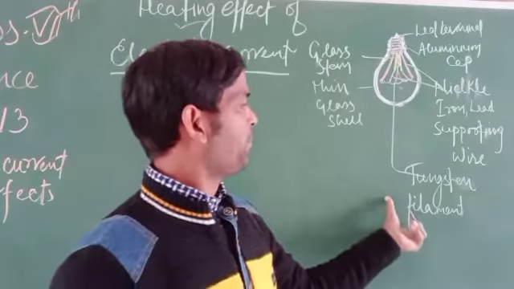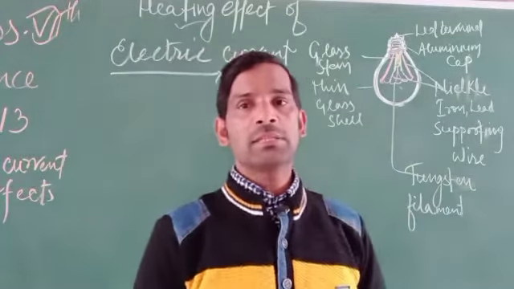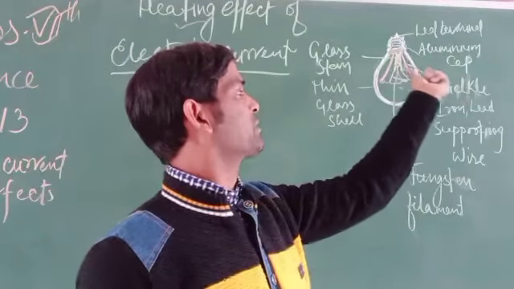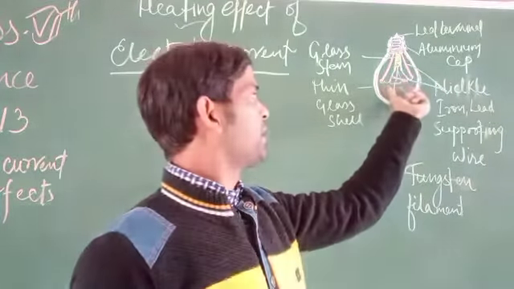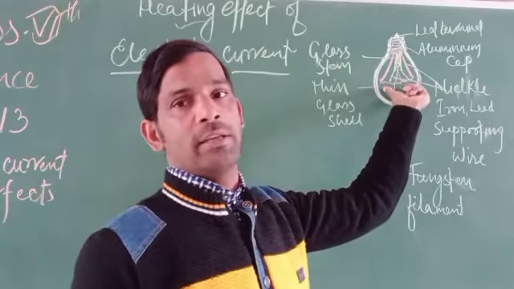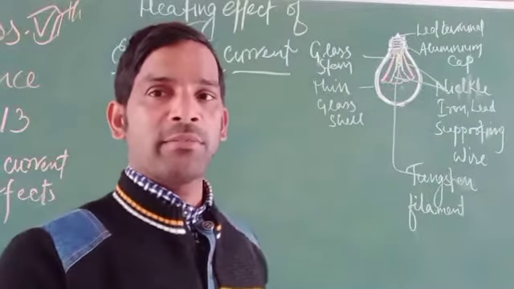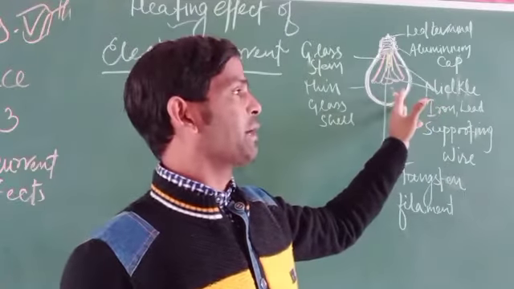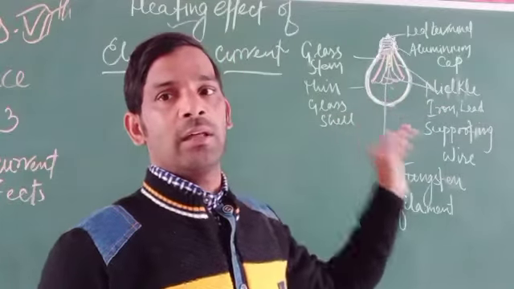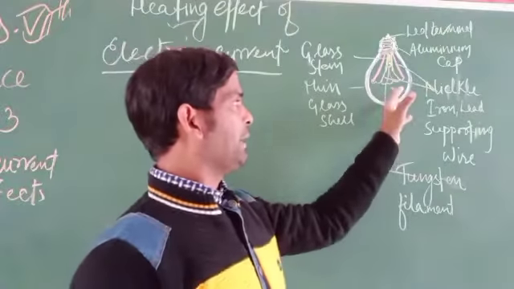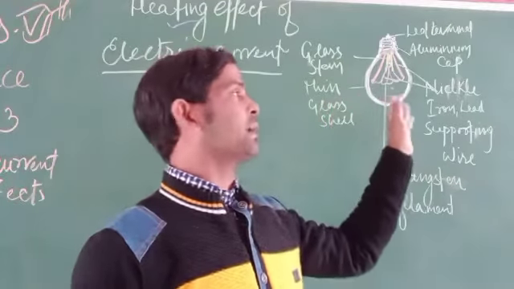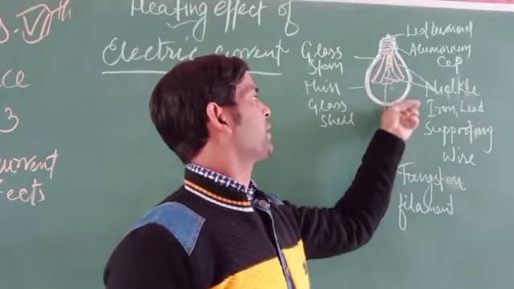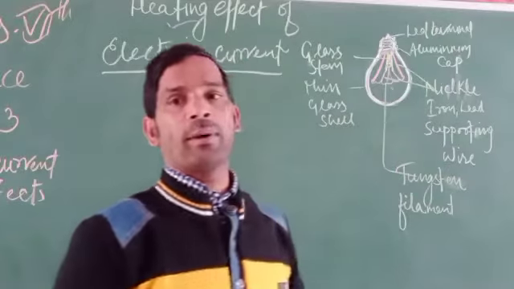When the electric current passes through this, it flows through the supporting wires, and this makes the tungsten wire heat up. When the tungsten wire heats up, it gets red hot, and by getting red hot it produces light as well. By producing light, energy is also released in the form of heat.